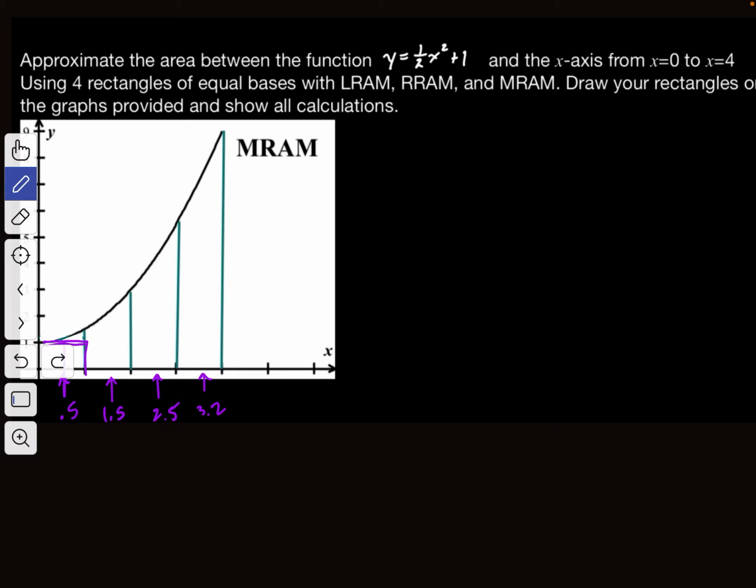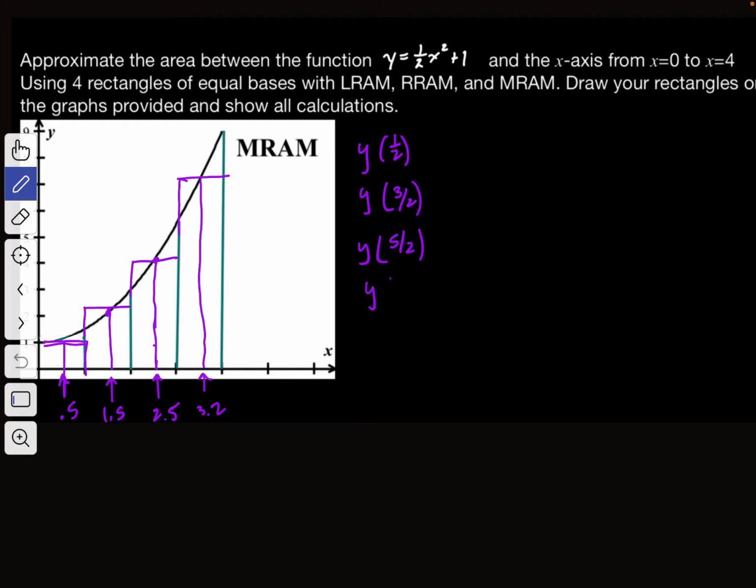Oops, I just drew that one wrong. This is the midpoint. This is where my rectangle is going to be. Go up from the middle. This is my rectangle. The height is determined by the middle. So middle, that's where you draw the top of your rectangle. Just practice with it. All right, so y of 1/2, y of 3/2, y of 5/2, and y of 7/2. And plug that into your formula, your equation.